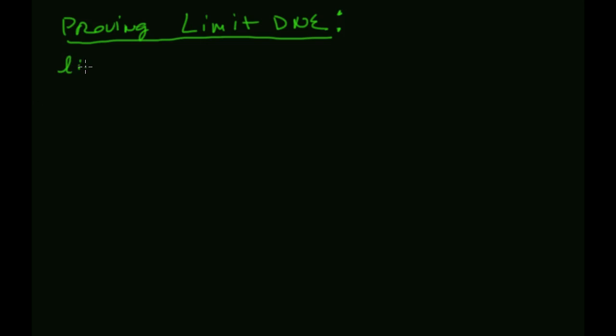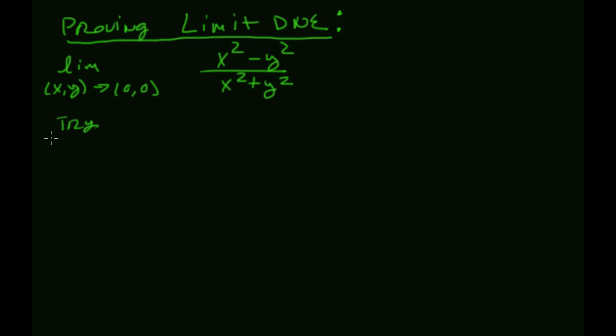So let's take a look at the limit as (x, y) approaches (0, 0) of (x squared minus y squared) over (x squared plus y squared). The argument is that this limit does not actually exist. Okay, so let's try this. Try taking the limit along the x-axis. So x can change, but y is always going to be 0. So that's going to have me coasting along the x-axis until I get to (0, 0).